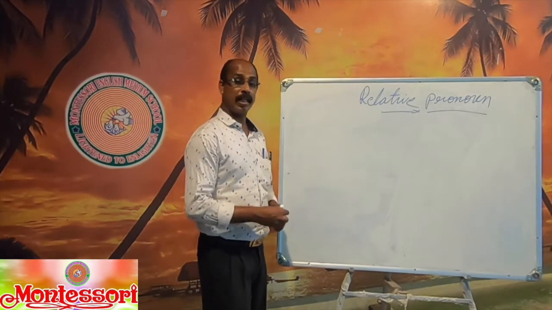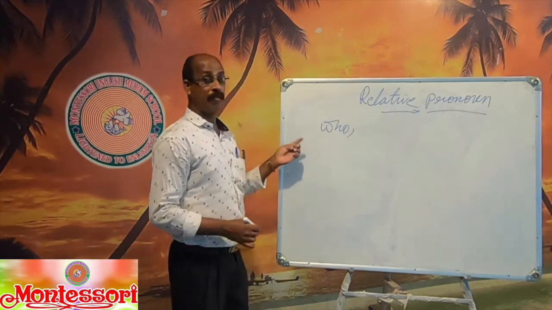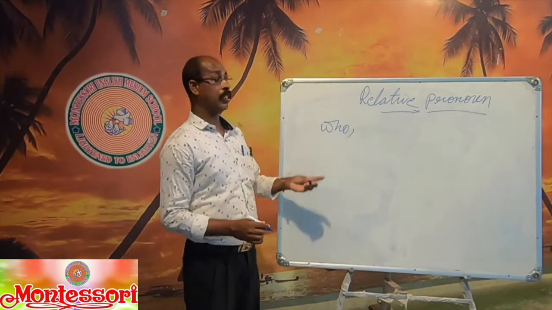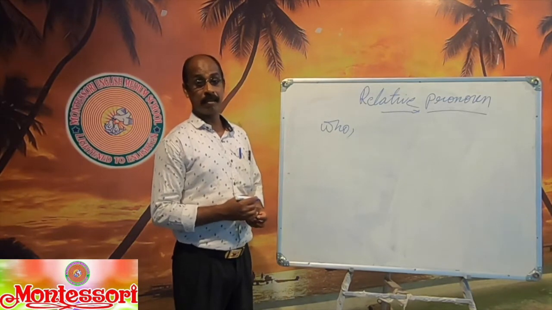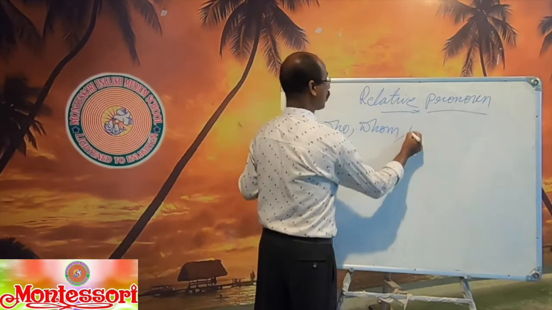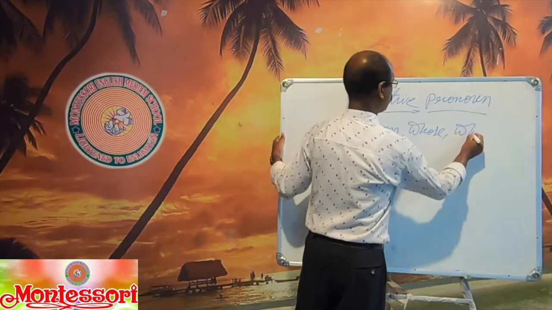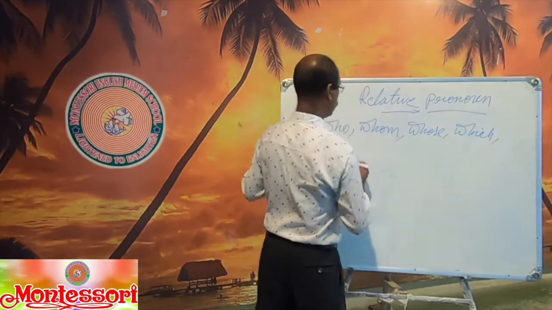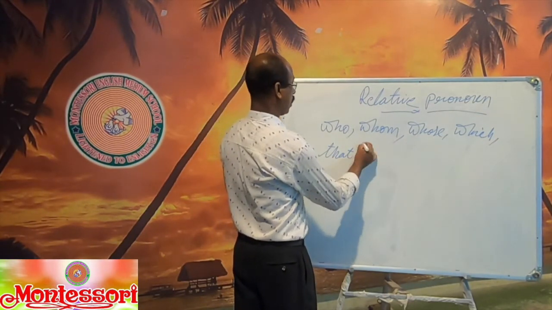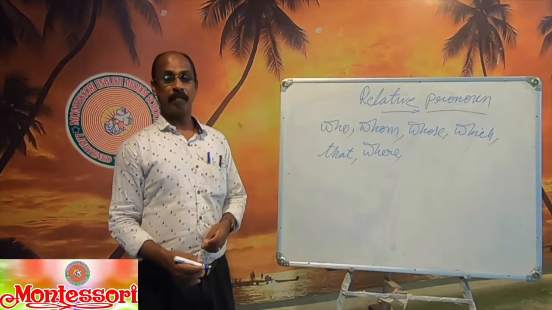Some of the relative pronouns are who. They are question words. Question words are used for making questions, but here they are used for connecting sentences. Who, whom, whose, which, that, where. These are some of the relative pronouns.